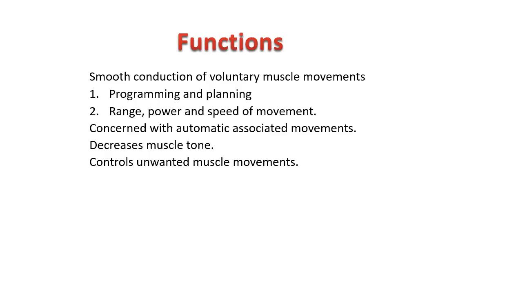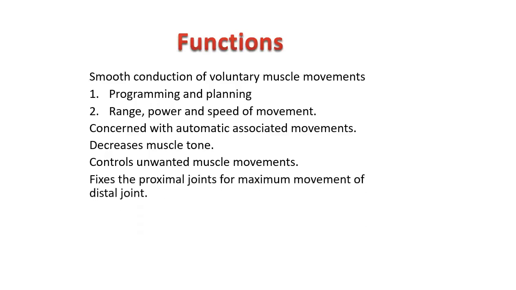So if you look at the basal nuclei lesions, if you ask the person to touch the tip of his nose with his finger, naturally his movement will not be exact and precise. So he will have tremors, and instead of touching the tip, his finger might go sideways, this way and that way. So all that shows lesions of the basal nuclei. So it fixes the proximal joint. Thereby it can perform maximum movement at the distal joint.